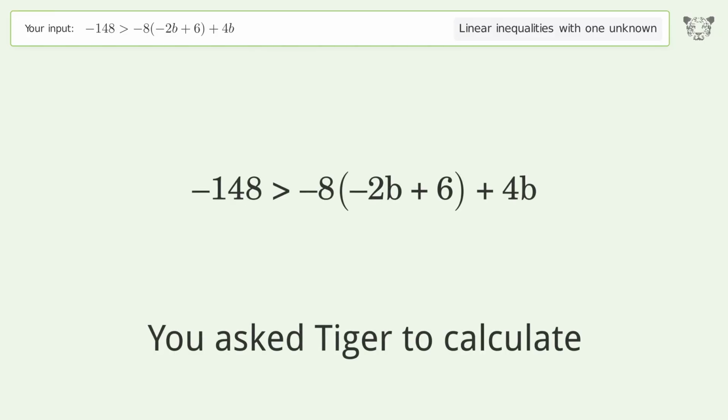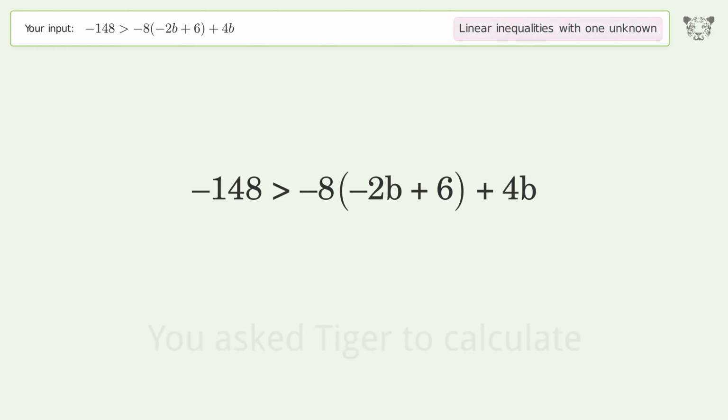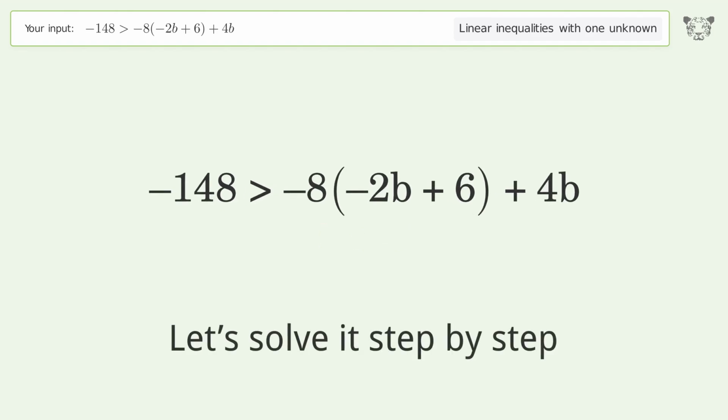You ask Tiger to calculate. This deals with linear inequalities with one unknown. The final result is b smaller than -5. Let's solve it step by step.